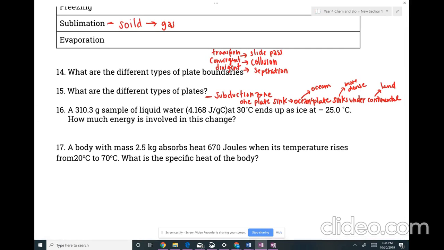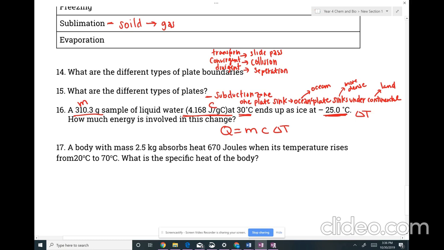So in a 310 gram sample of liquid water that has this specific heat, at 30 degrees Celsius ends up as ice at negative 25, how much energy is involved in this change? So this is our Q equals MC delta T. If I go through this, I can identify this as my M, I can identify this as my C, and I look on here and this is going to be my delta T.